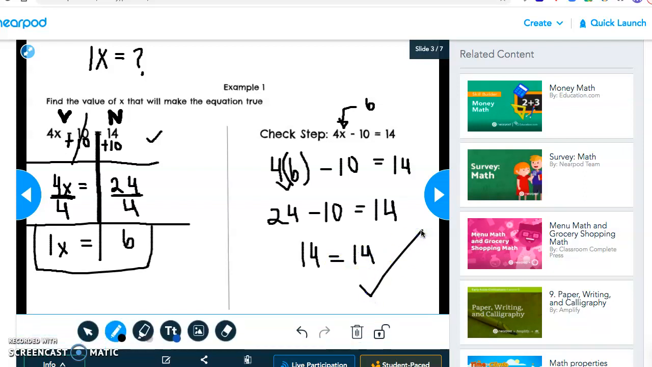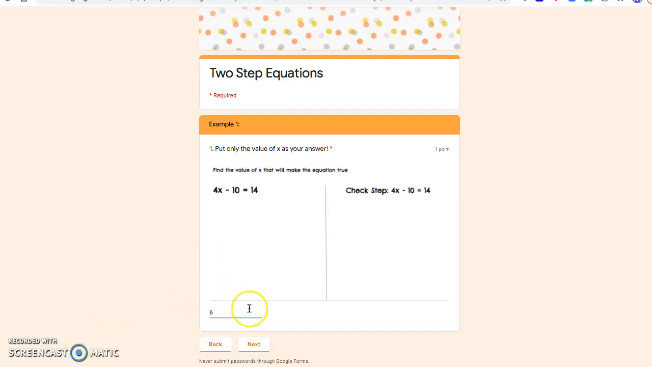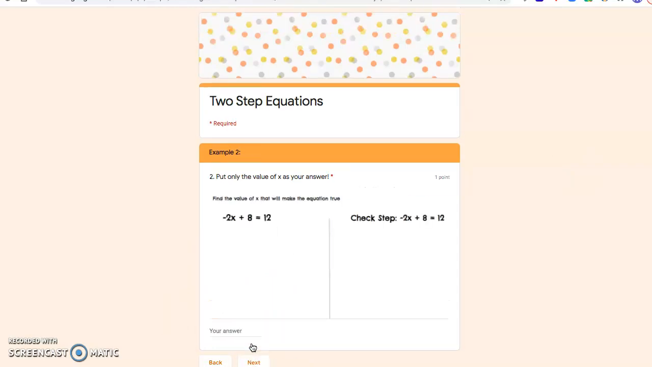And that's your answer. So now, when you go here, we made sure that our answer is correct. We know that it is 6. So all you need to do is type the value. Just type 6. And that's it. Next. And now we will go over example 2.